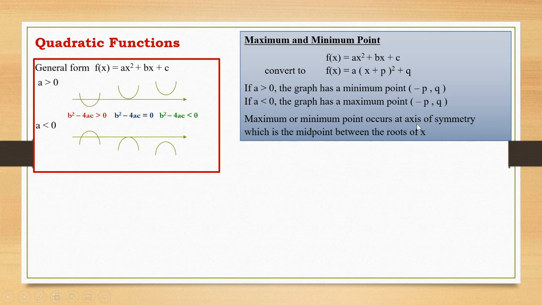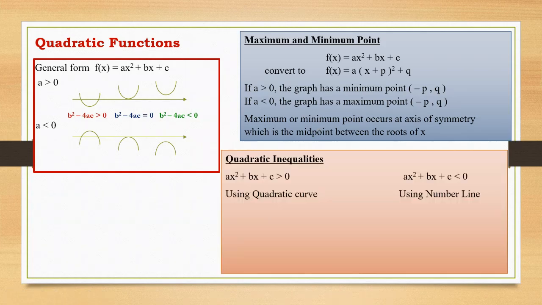Another word that's very important for you is axis of symmetry. Axis of symmetry happens when your x equals to negative p. That is where your axis of symmetry takes place. That means it is the midpoint between the roots, if you have two roots for the quadratic equation. And this is where your maximum or minimum point takes place, your x value. Okay, we will see through questions.